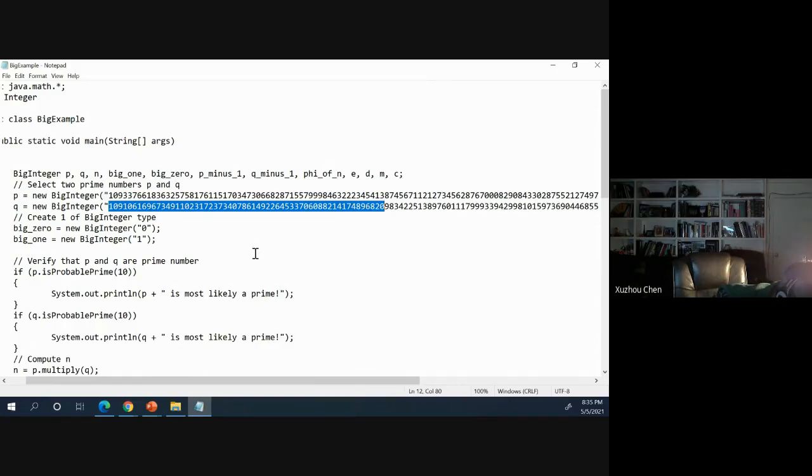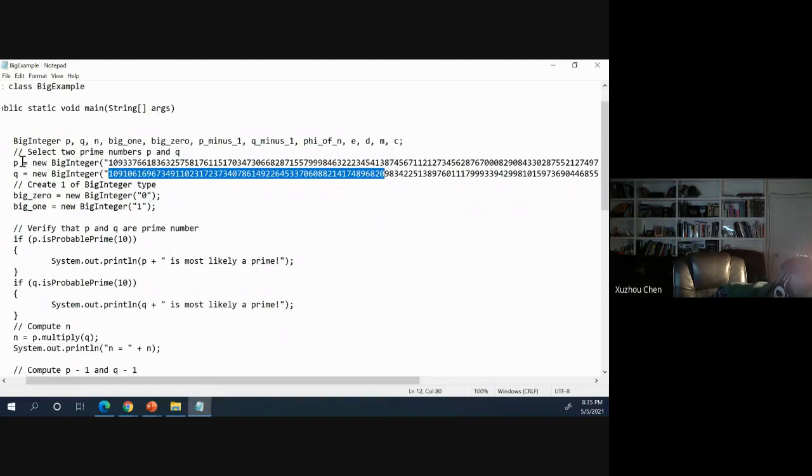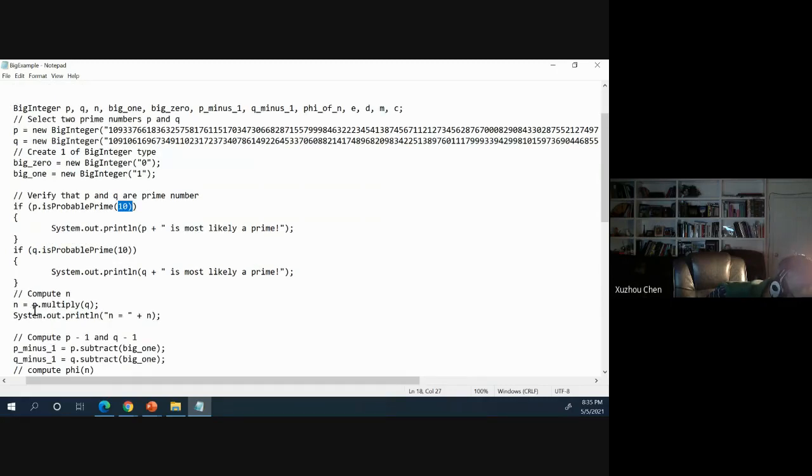So I pick a number P, and P is a BigInteger. BigInteger has a method called isProbablePrime. So I test it 10 times. If P passes, it's going to print out that P is most likely a prime, and likewise for Q. So that's basically what I do. Now, when I do P times Q, I say P dot multiply Q. So that's N, P times Q.